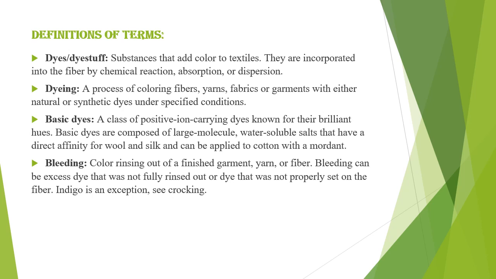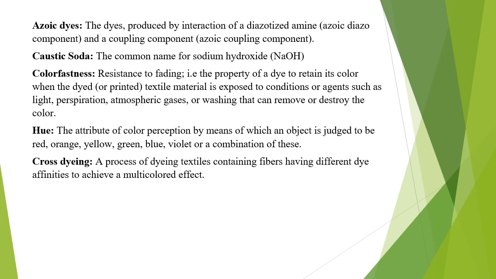areas of the fabric. Next, we look at another term, which is azoic dyes. This is a type of dye that is formed in the fiber by a chemical reaction between two components. Azoic dyes are commonly used in tie and dye for their ability to produce bright, vivid colors.